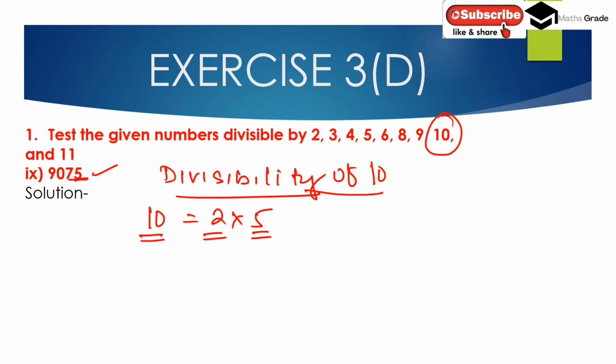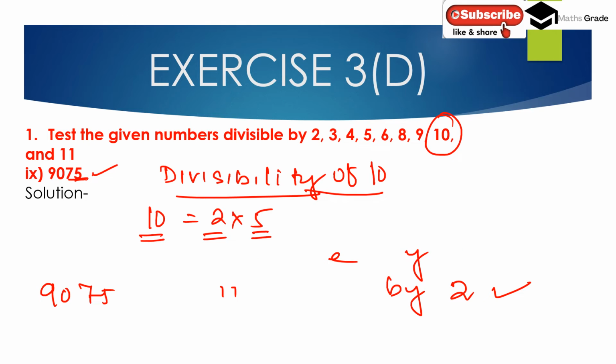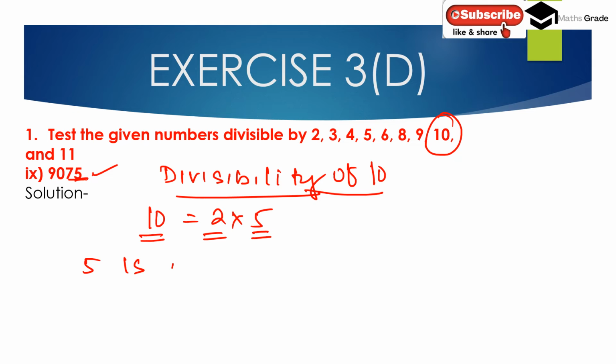Here the last digit is 5, and 5 is not divisible by 2. So this number 9075 is not divisible by 2. Now we'll check whether the number is divisible by 5 or not. Here the last digit of the number is 5, which is divisible by 5, so 9075 is divisible by 5.